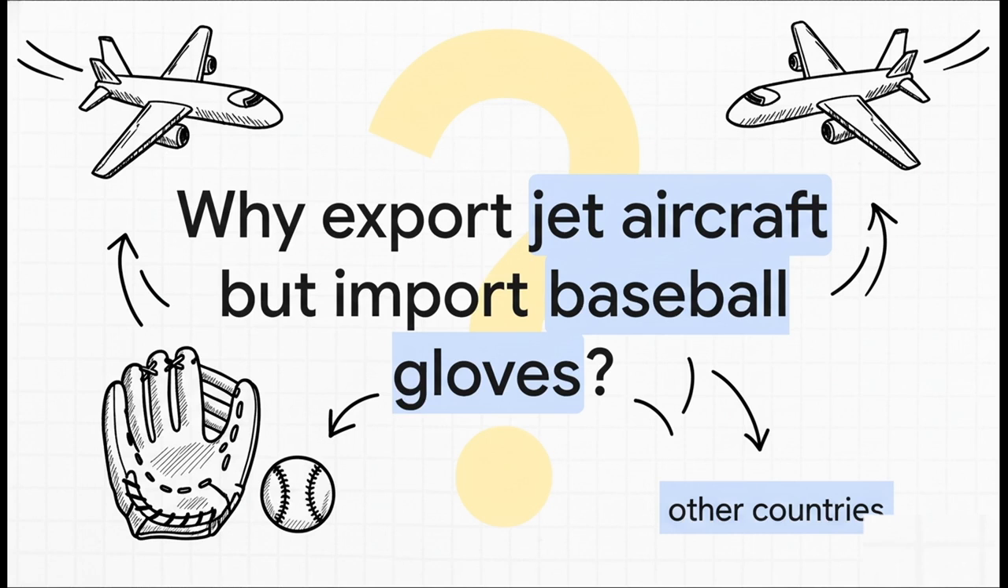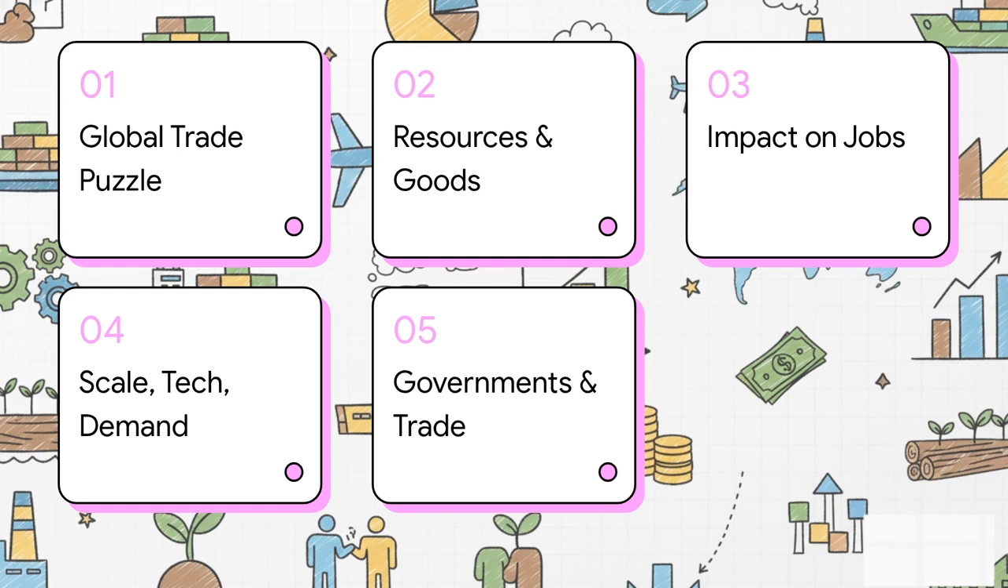really works. So here's our game plan for putting this puzzle together. We're going to start with how a country's natural resources make some goods cheaper to produce. Then we'll get into how trade affects real jobs. After that, we'll look at other big factors like technology and what customers want. And finally, we'll see how governments themselves can jump in and change the game completely.